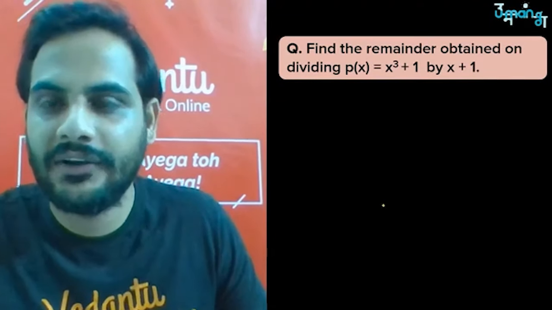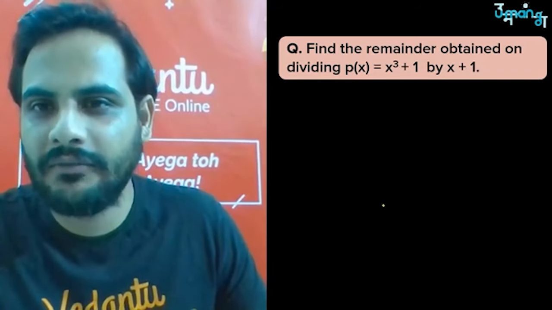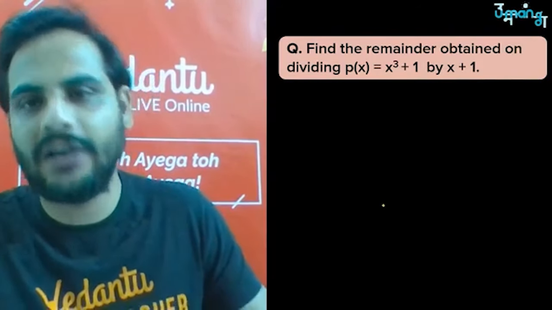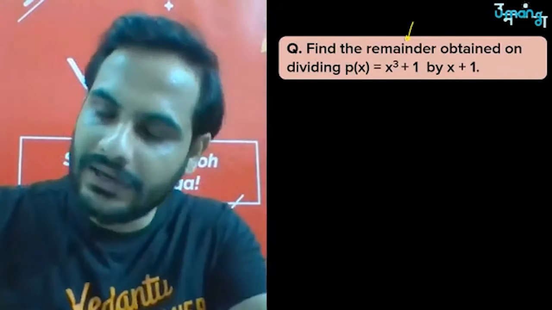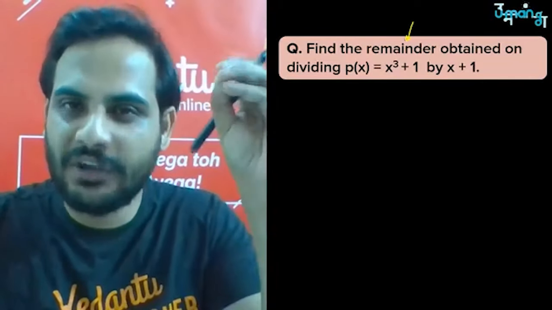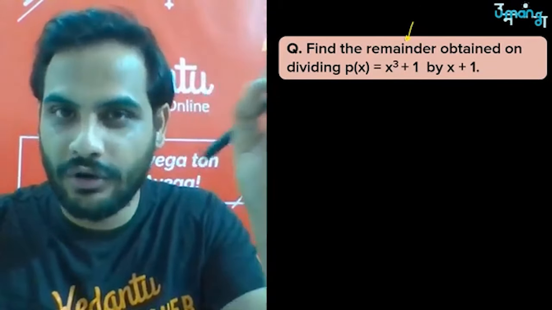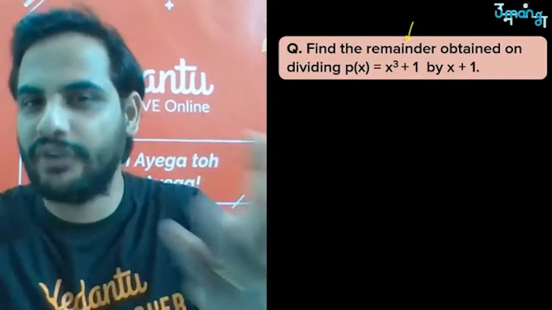Next question is, find the remainder obtained on dividing p(x), which is x cube plus 1, by x plus 1. Now they are just asking you the remainder. So either you can use the long division method also, or you can use the remainder theorem. If they would have asked me the quotient also, I would definitely use the long division method, but now since only the remainder has been asked, so better go for the remainder theorem.